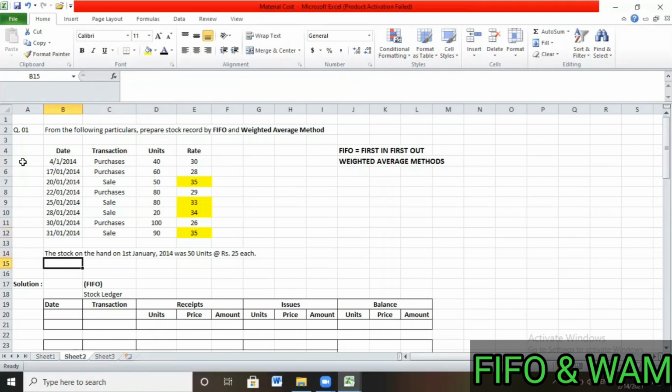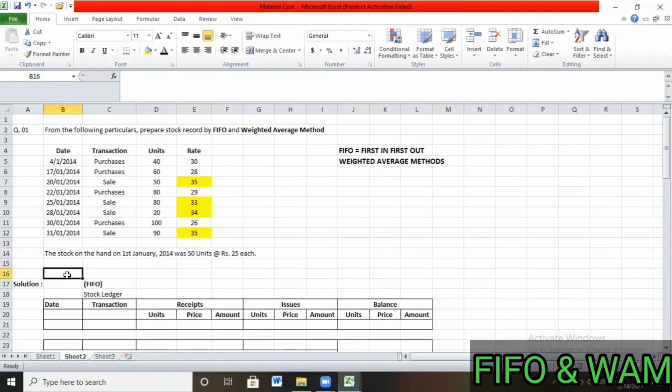But the stock on hand on 1st January 2014 was 50 units at the rate of rupees 25 each. What does it mean? It means that we must start our calculation or presentation from 1st January 2014. We should not start from 4th January, because of chronological order. We must follow the order of the dates.